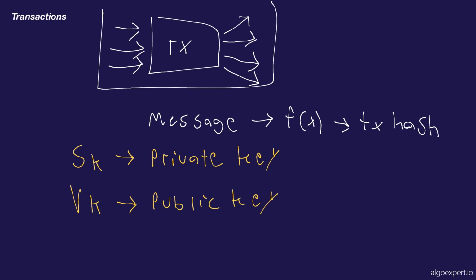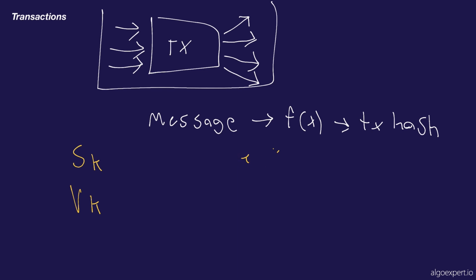Now, the signing key is what we use to sign the transaction hash, which is really just signing the transaction. And then we use our verification key or our public key to decrypt this signature and determine the transaction hash that's associated with it. So you'll see what I mean as I go through here, but just understand we have SK, we have VK. SK is our private key and VK is our public key.